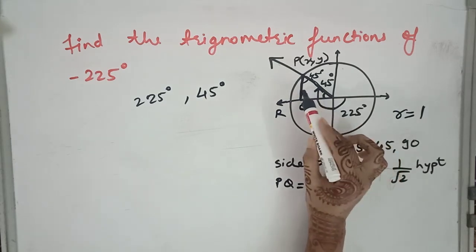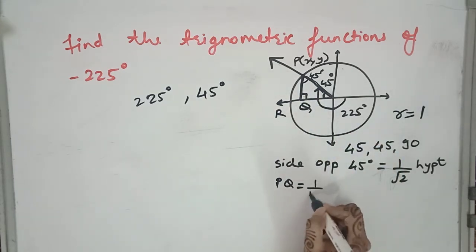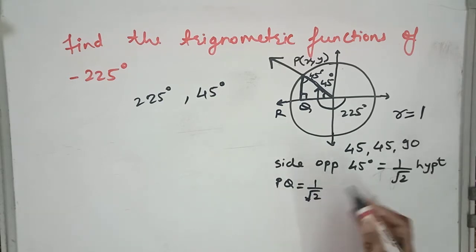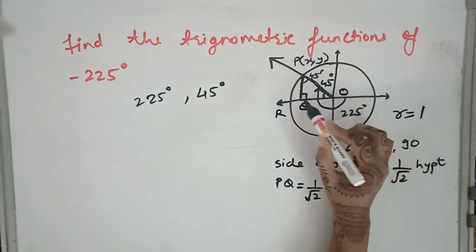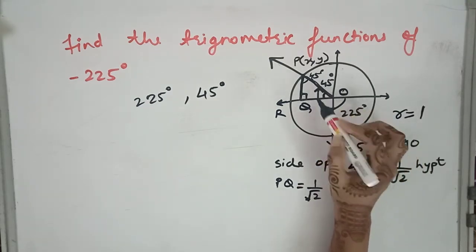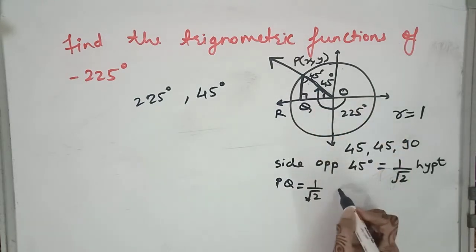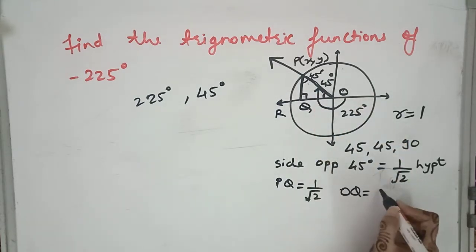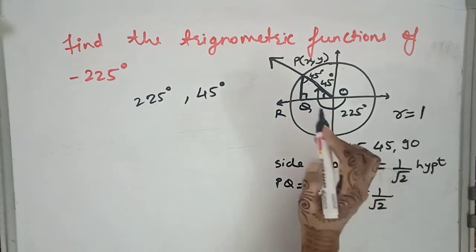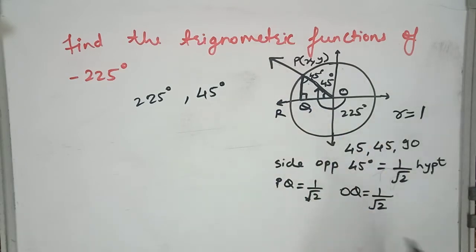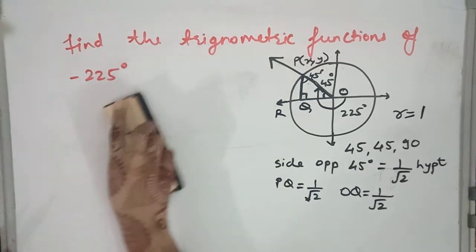PQ is opposite to 45, that will be 1 upon root 2 times hypotenuse, which is 1. It will be equal to 1 upon root 2. Next we will find the side OQ, which is opposite to this 45 degree. OQ will also be equal to 1 upon root 2 times hypotenuse. So here PQ and OQ both are 1 upon root 2, meaning x and y both are 1 upon root 2.